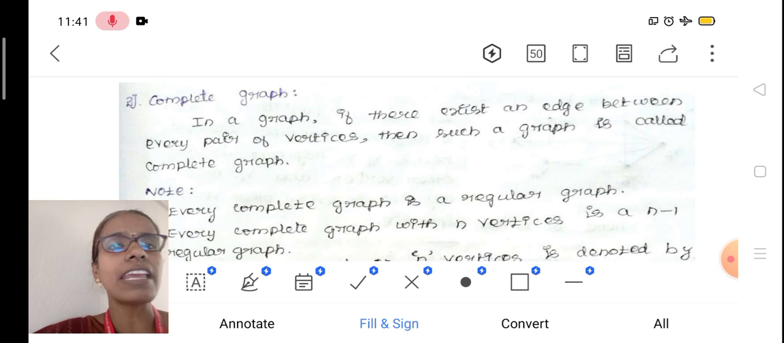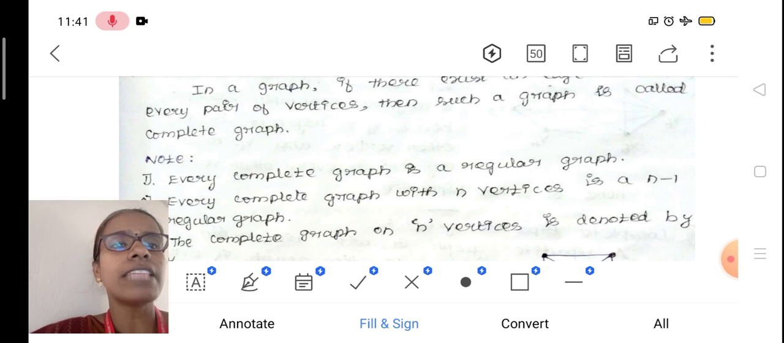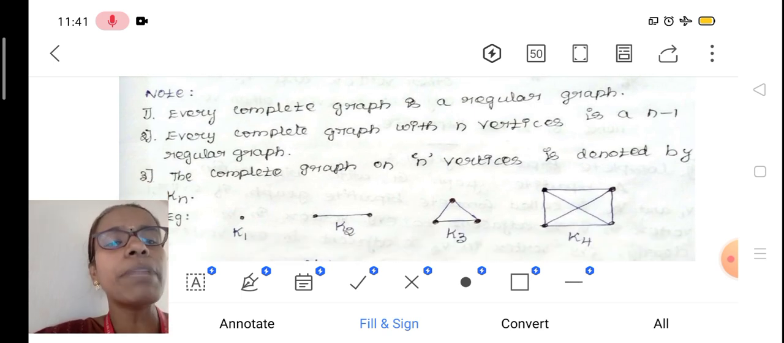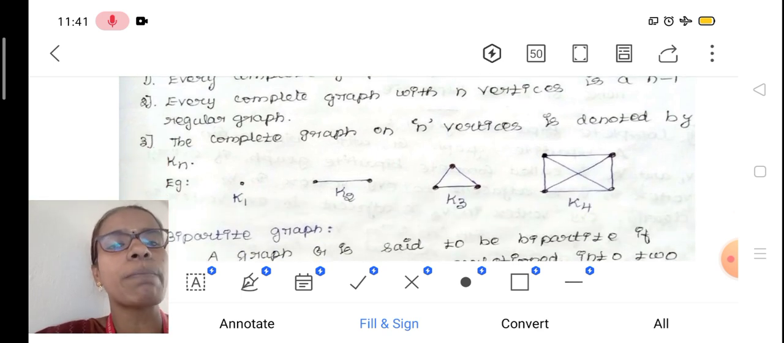Complete graph. In a graph, if there exists an edge between every pair of vertices, then such a graph is called a complete graph. There should be an edge between every pair of vertices. Okay. So every complete graph is regular. Every complete graph with n vertices is an n minus 1 regular graph. The complete graph on n vertices is denoted by Kn.